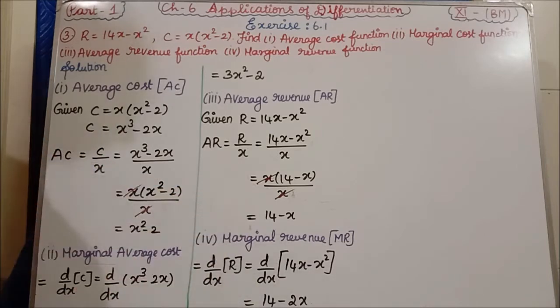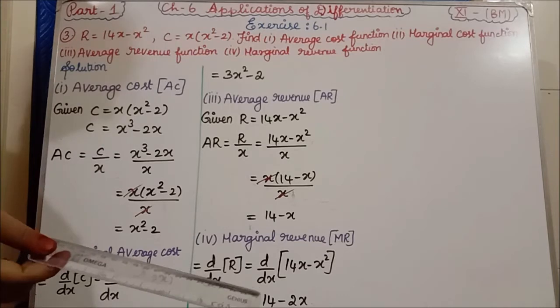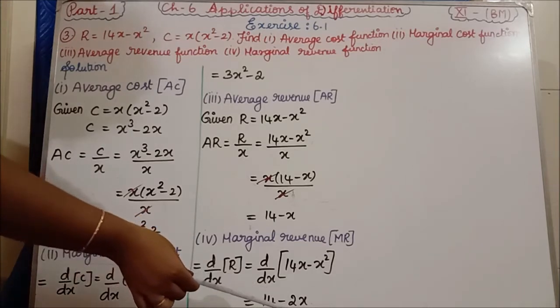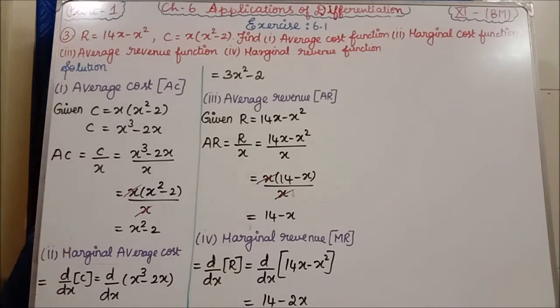X square, if you differentiate, 2x. Power 1 you will get 1, you don't need to represent it; it is understood that we have 1. So 14 minus 2x is the answer. That's all. The third problem is over. Clear, all of you? Next we'll see.